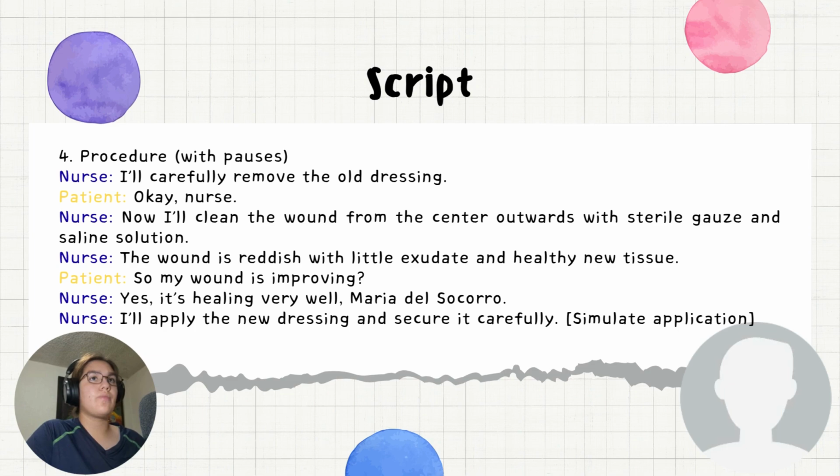Okay, nurse. Now, I'll clean the wound from the center outwards with the sterile gauze and saline solution. The wound is reddish with a little exudate and healthy new tissue. So my wound is improving? Yes, it's healing very well, Maria del Socorro. I apply the new dressing and secure it carefully. I'll simulate the application.